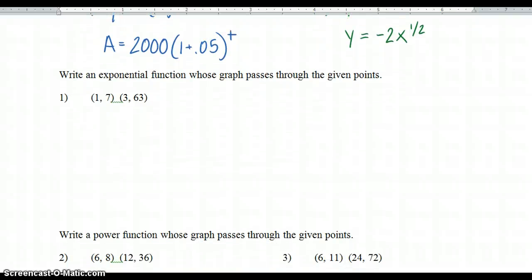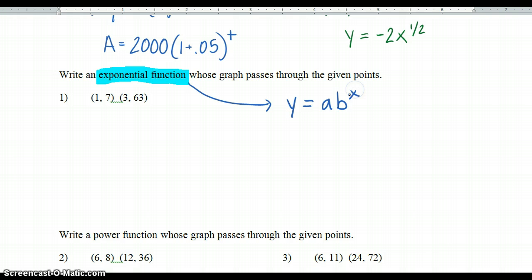In number 1, it says write an exponential function whose graph passes through the given points. And then it gives us 2 points. Well, the first thing and the most important thing to recognize is they said an exponential function. So just as a reminder, an exponential function should look like y equals a times b to the x power. Well, with these 2 points that they gave us, we're going to take these 2 points, come up with 2 different exponential functions, and then solve that system.